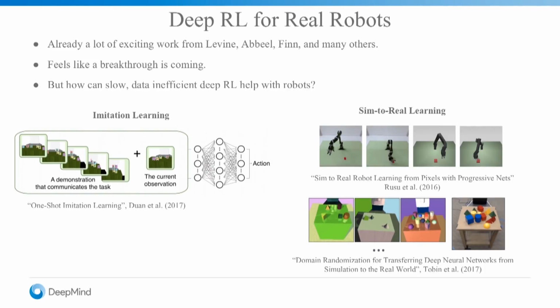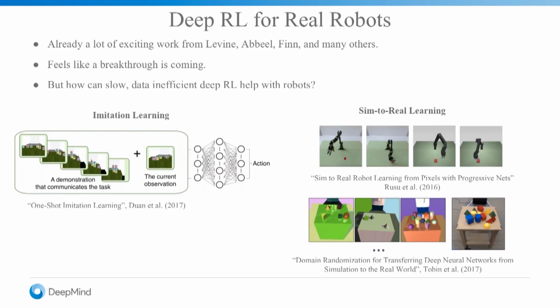So how can we do this? All the methods we looked at are very data inefficient. So how can you do this on robots in a reasonable amount of time? There are a couple of ideas. One is basically learning in simulation, but doing transfer learning to reality. So the sim-to-real setting that people are looking at now.